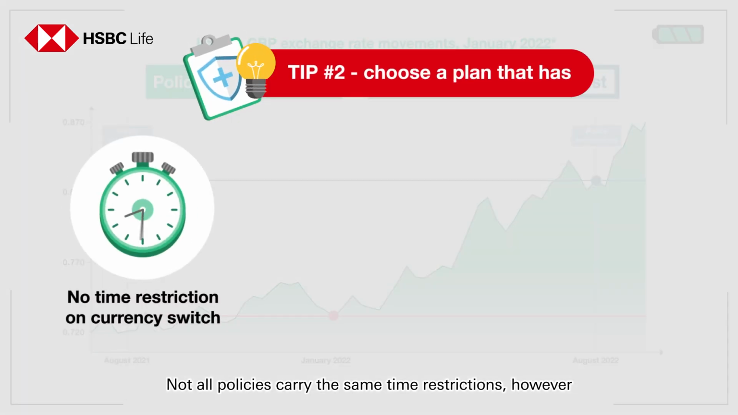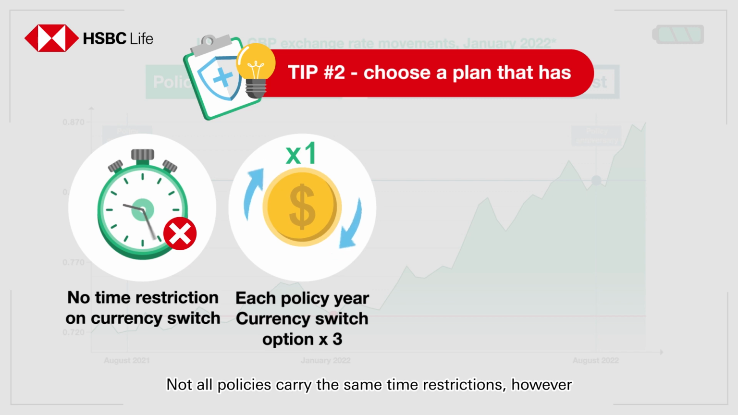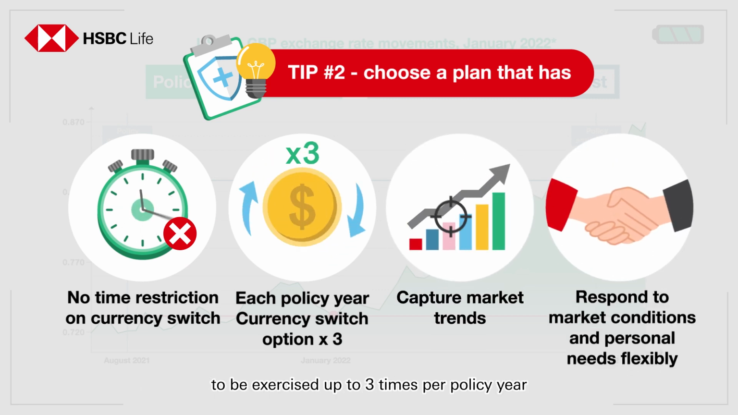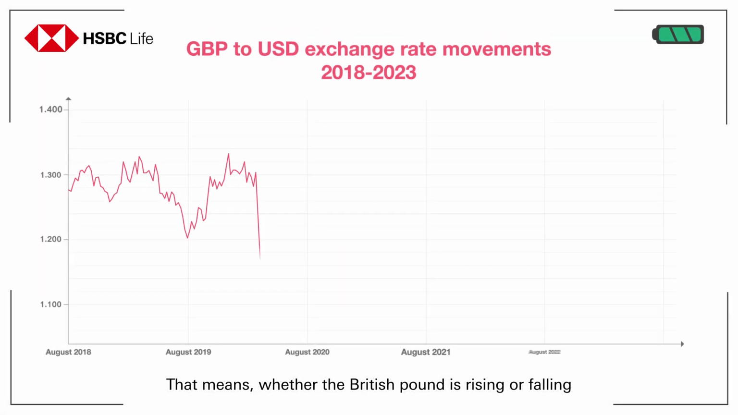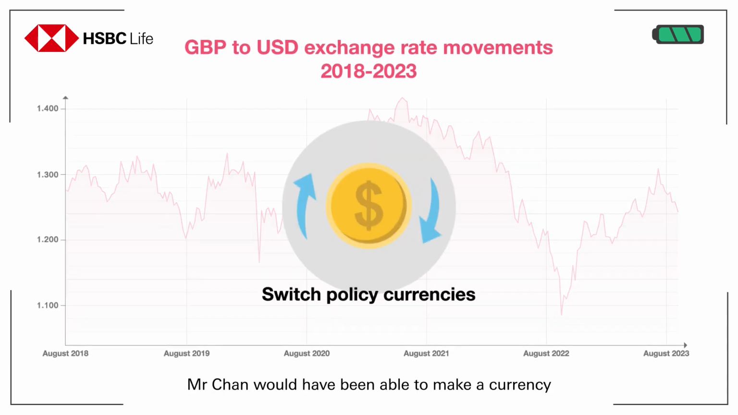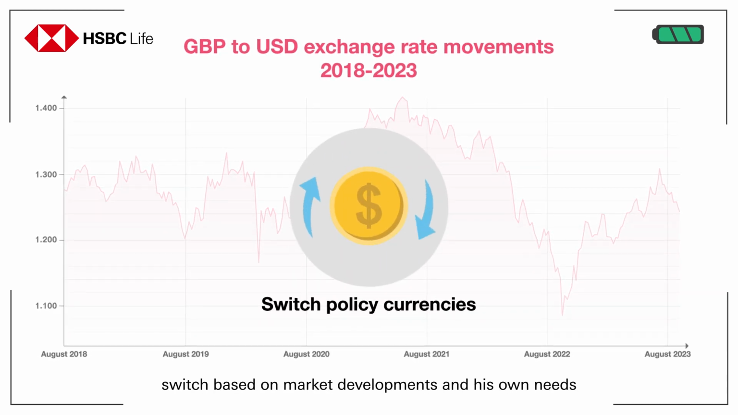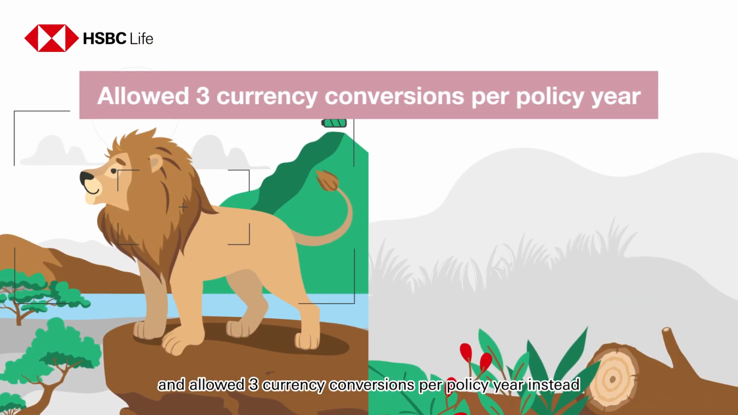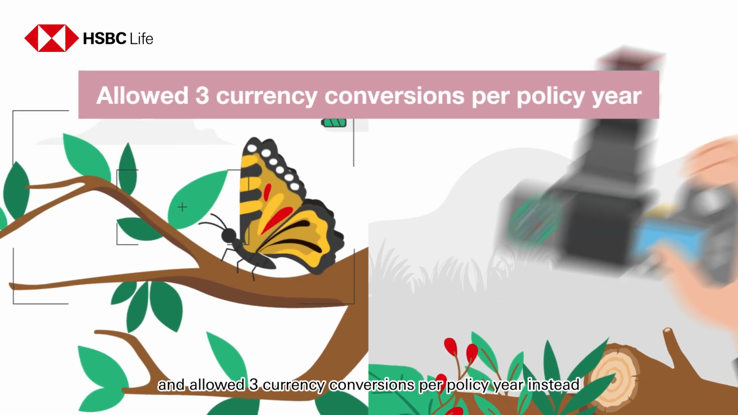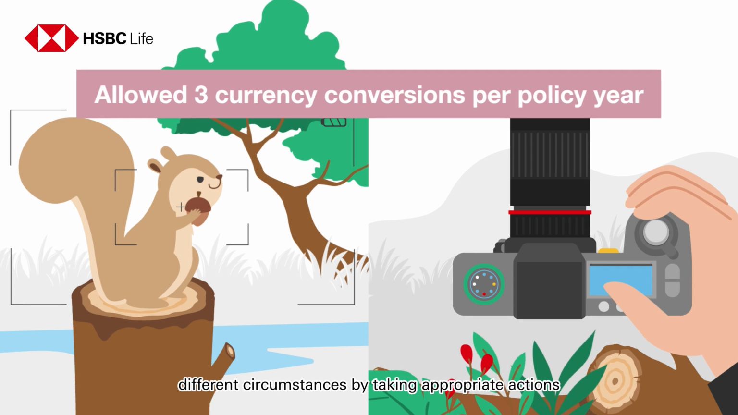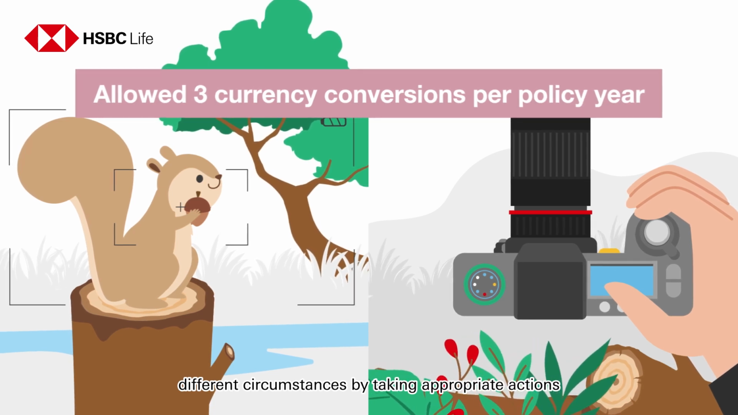Not all policies carry the same time restrictions, however. Starting from the third policy year, some policies allow the option to be exercised up to 3 times per policy year. That means whether the British pound is rising or falling, Mr. Chan would have been able to make a currency switch based on market developments and his own needs. If Mr. Chan's policy didn't have a time restriction and allowed 3 currency conversions per policy year instead, he would have had the flexibility to respond to different circumstances by taking appropriate actions.